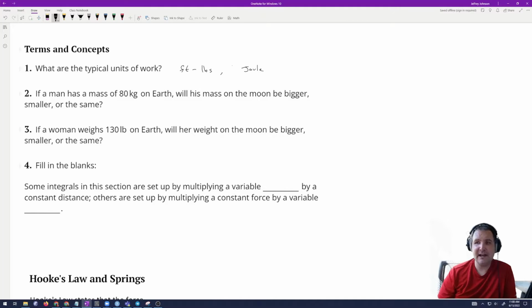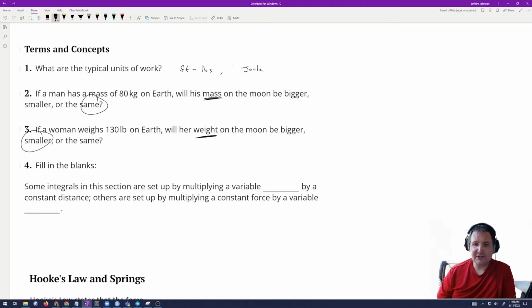The next two questions have us thinking about the difference between mass and weight. Your mass is the same everywhere. If you weigh 80 kilograms on Earth, you weigh 80 kilograms on the moon. Your weight, however, is a measure of force. On Earth, you'll weigh a certain amount because the force of gravity is pushing down on us. It's not really pushing down on us, but we can think of it as that force. But on the moon, it will be slightly smaller. There is not as much mass on the moon, and therefore there's not as much force of gravity.